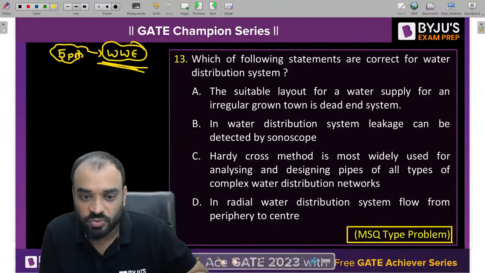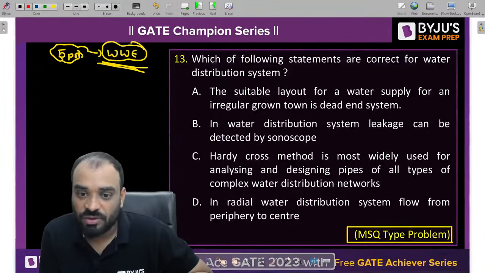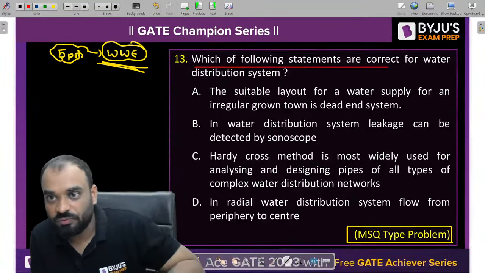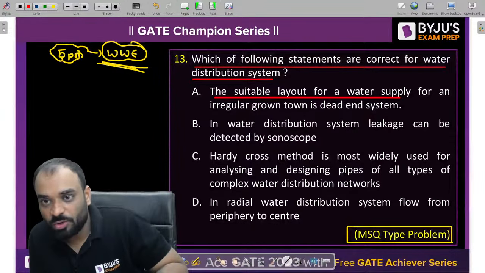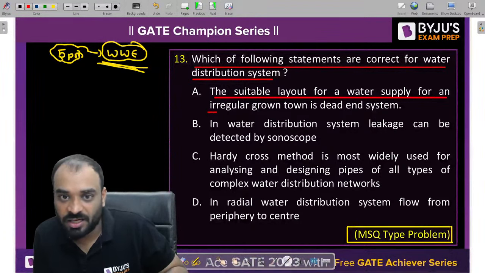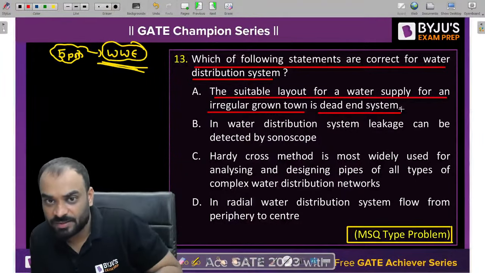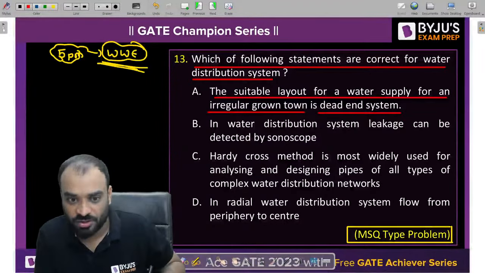Tell me the answer of this one, then we'll close the session, guys. Which of the following statements are correct for the water distribution system? The suitable layout for a water supply in an irregularly grown town is a dead end system. Is the first statement correct or not?